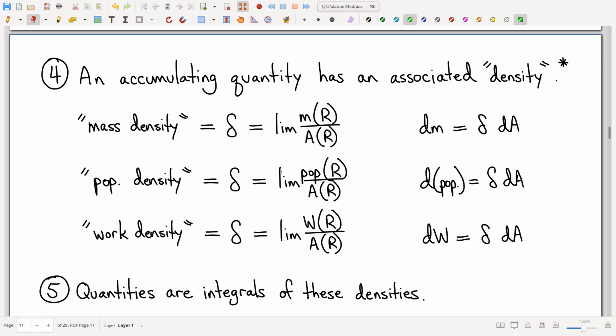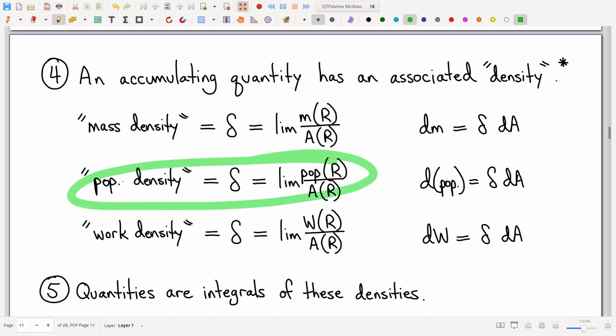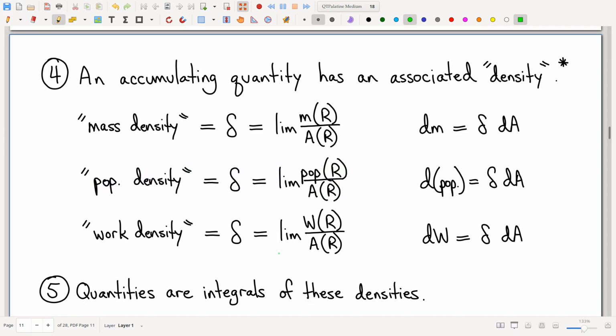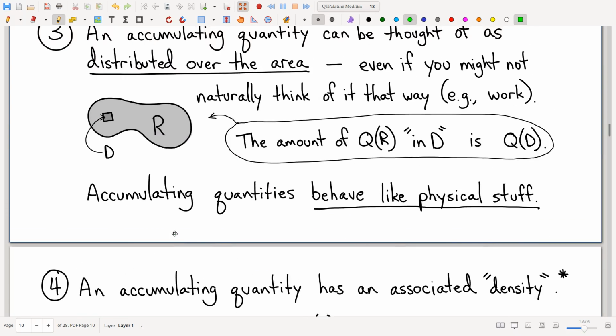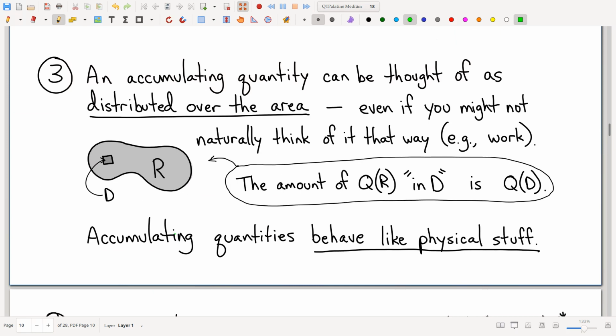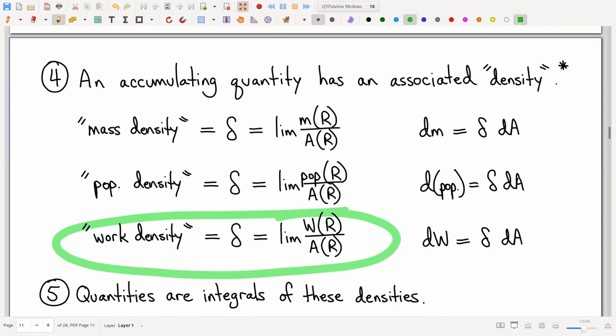Likewise, population density, except now it's people per unit area instead of mass per unit area. And now here's the weird one. We can talk about work density. Very strange. We don't think of work as being in a region, but I remind you, we can choose to think of it as being in a region. If we have, then we can talk about how much there is per unit area, and thus the idea of work density.